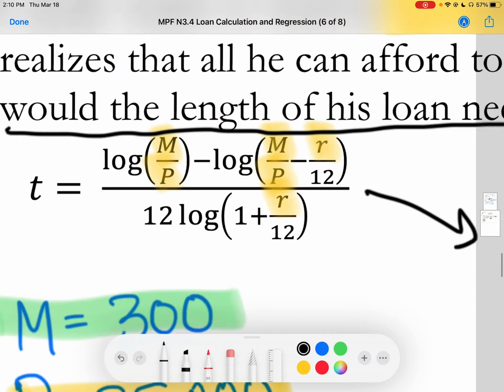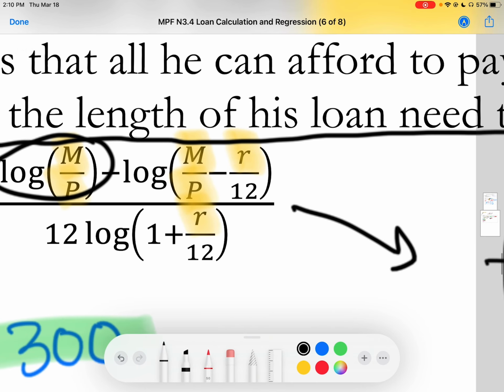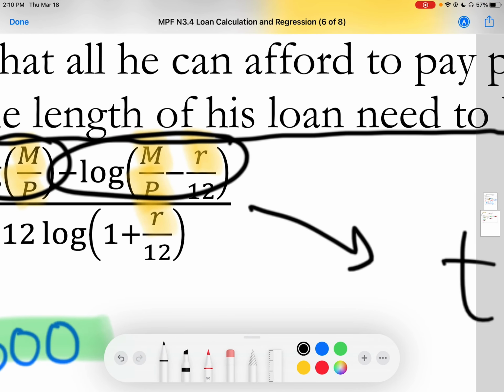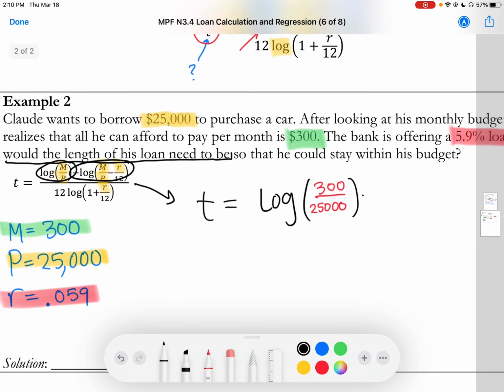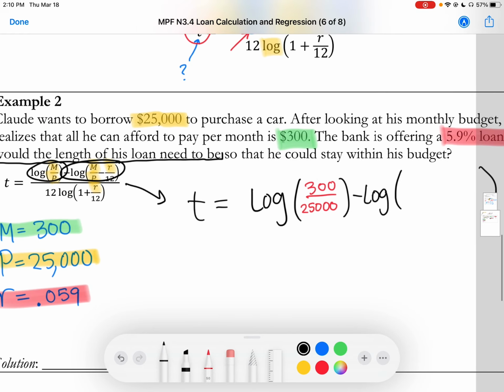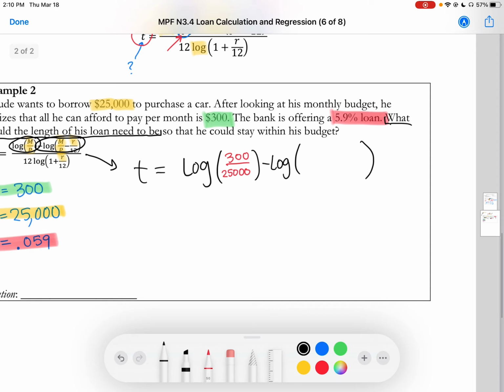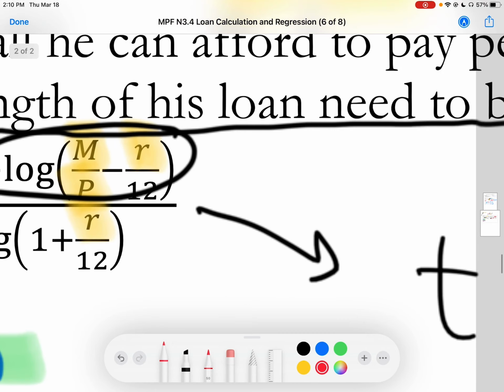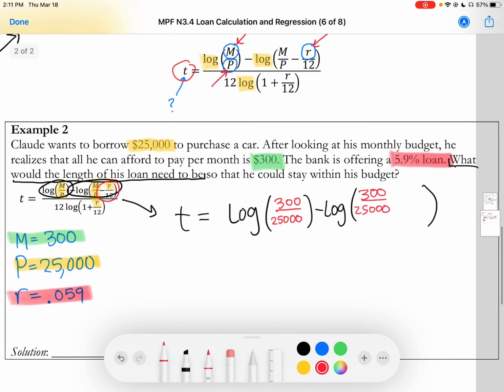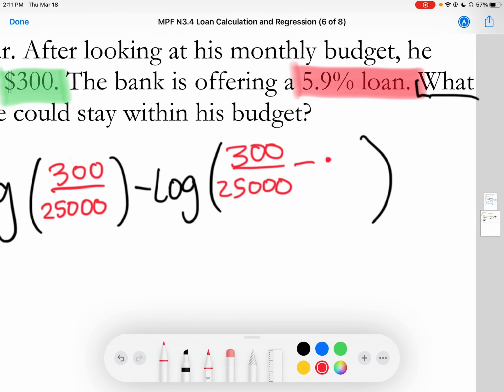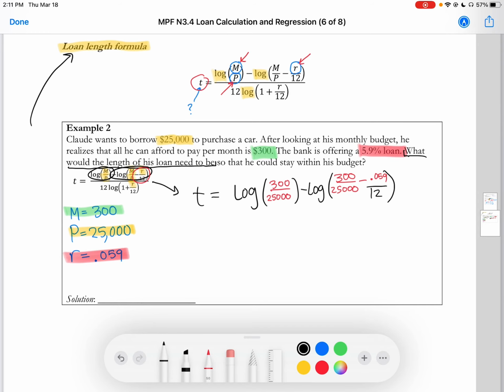Okay, so we did this part, log of M over P, minus log of this stuff. So let's keep going and plug in the formula: minus log of, we have M over P again. So that's 300 over 25,000 minus R over 12. So minus R, which is 0.059, over 12. All right, so that's the numerator.